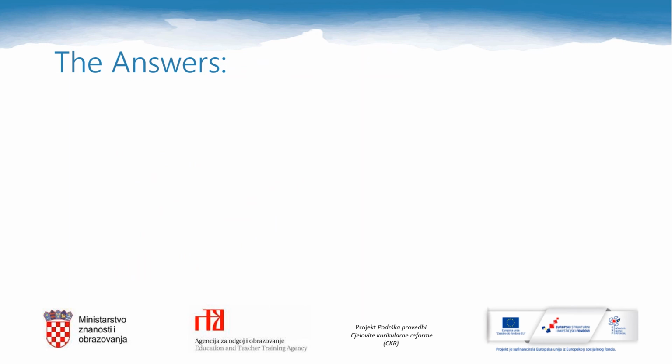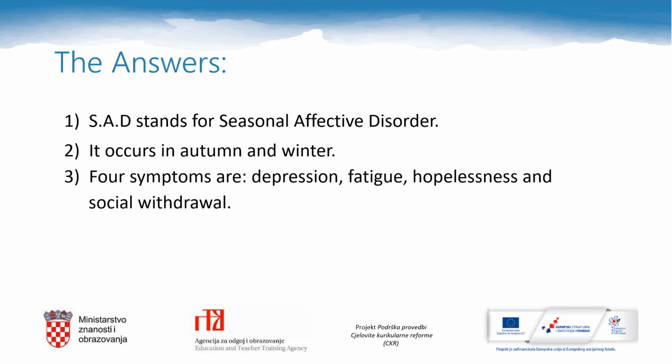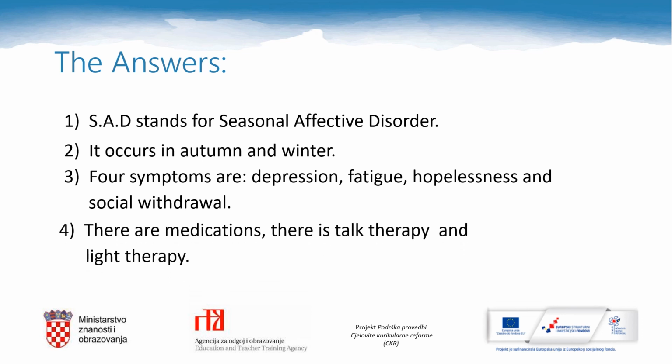Here are the answers. SAD stands for Seasonal Affective Disorder. It occurs in autumn and winter. 4 symptoms are depression, fatigue, hopelessness, and social withdrawal. There are medications, there is talk therapy and light therapy.